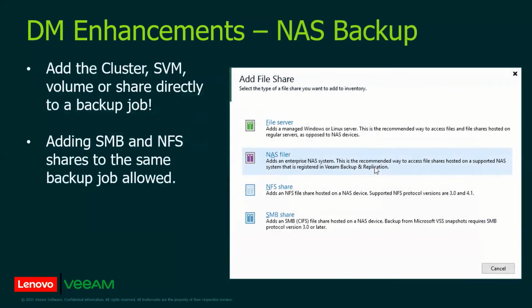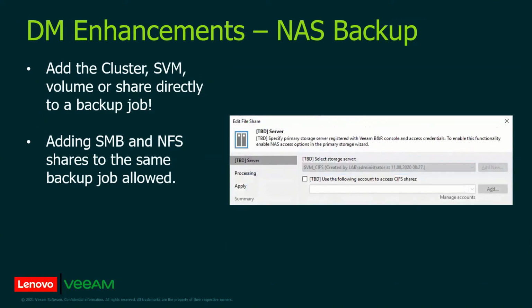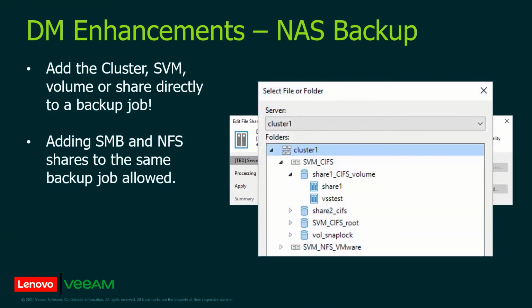and ONTAP. For NAS backup, we've also made it much simpler to administer, in that, once I create my server, I'm able to add, instead of, with V10, having to go in and add each file share that I wanted to back up to its own file server entity within the VBR console. Now, with the integration that we've done for DM with version 11, I'm able to specify those at a higher level, from the cluster level down to the volume level, and of course to the file share level, like we could before.